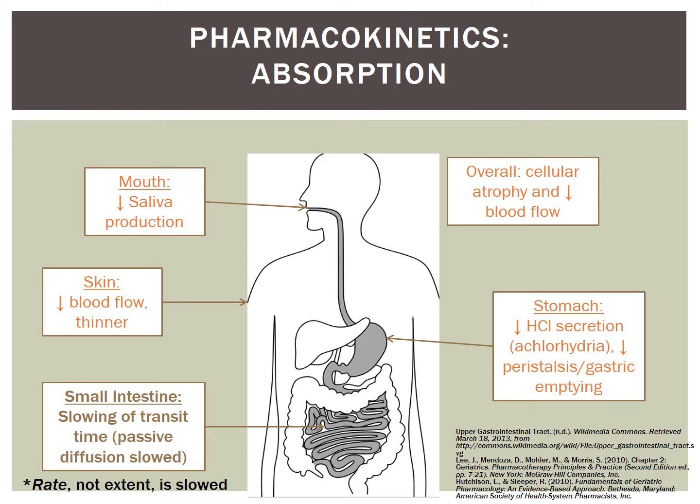We also can have a decrease in peristalsis and gastric emptying within the stomach. In the small intestine, we can have a slowing of transit time. This decrease in GI motility can change the rate and extent of absorption of extended release products, as well as certain medications such as levodopa. So to summarize, our changes in absorption include achlorhydria, a decrease in gastric motility, and decrease in tissue perfusion.